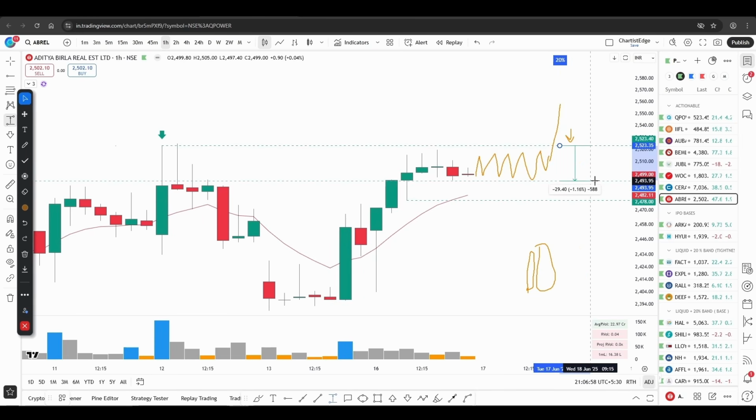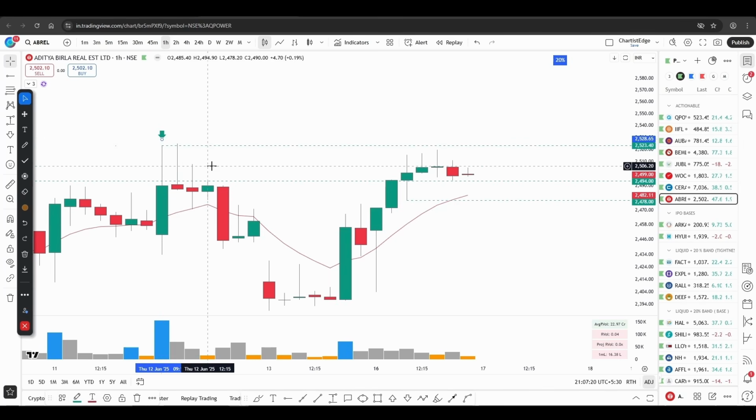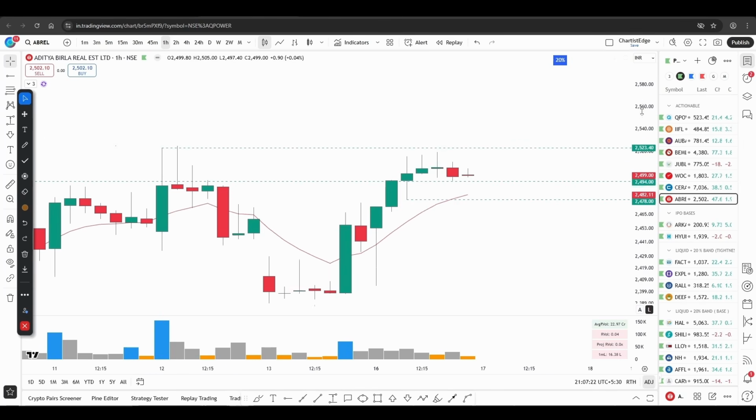You can clearly see the SL is very small, 1.16%, or even if we drag it down to this area, it comes up to 2% maximum. So this automatically becomes our low risk entry.